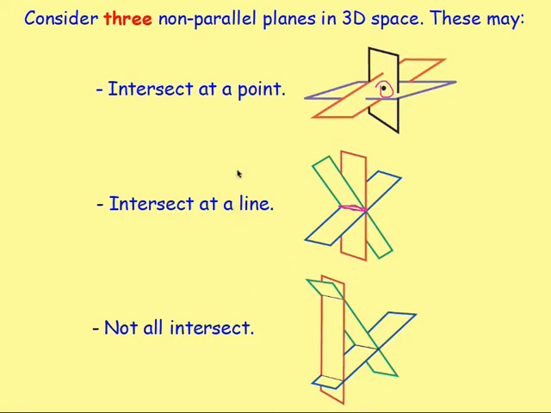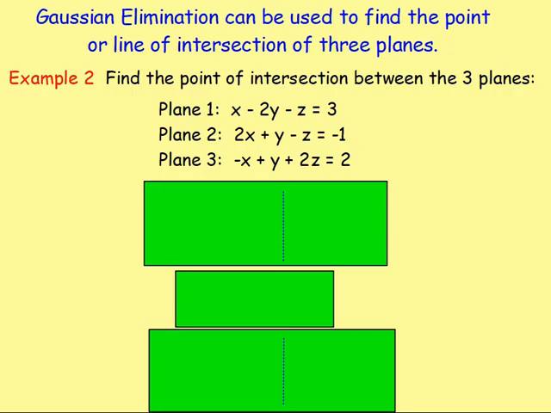If you've got 3 planes, we can find out the point of intersection, or we could find out the line of intersection, or we may find that they don't all intersect at the same point or line. So, first off, Gaussian elimination can be used to find the point or line of intersection of 3 planes. So with example 2, find the point of intersection between the 3 planes. Let's call them plane 1, plane 2, and plane 3.